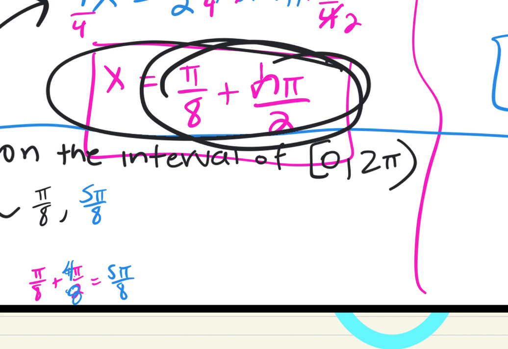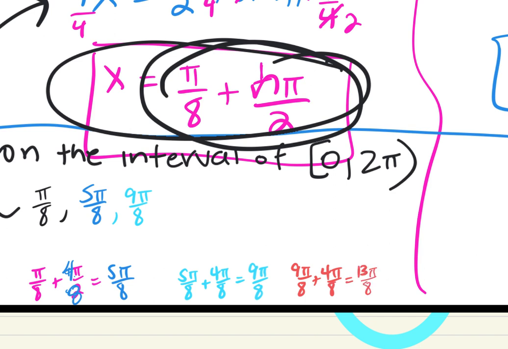Then I do it again. I take 5 pi over 8 plus pi over 2, which would be 4 pi over 8, and I get 9 pi over 8. Is 9 pi over 8 between 0 and 2 pi? Yes. So I keep it as an answer. And I do it again. 9 pi over 8 plus 4 pi over 8, and I get 13 pi over 8. Is 13 pi over 8 between 0 and 2 pi? So I have to include that as its answer.